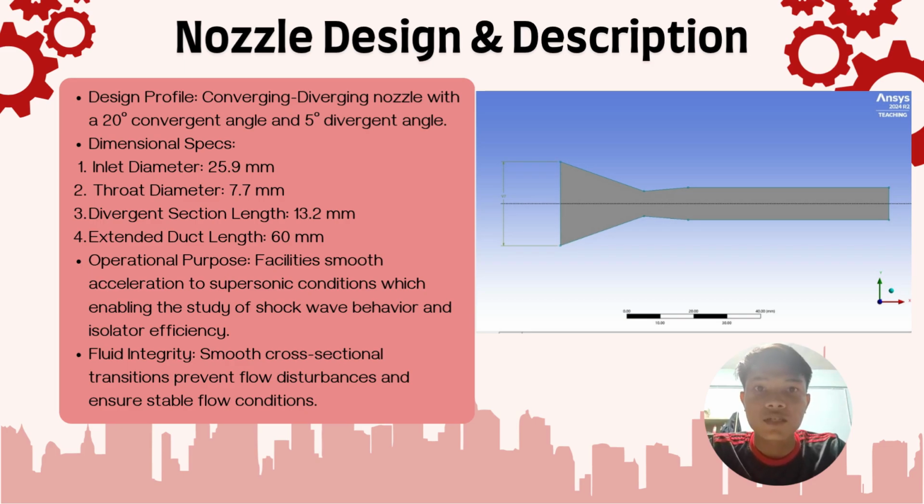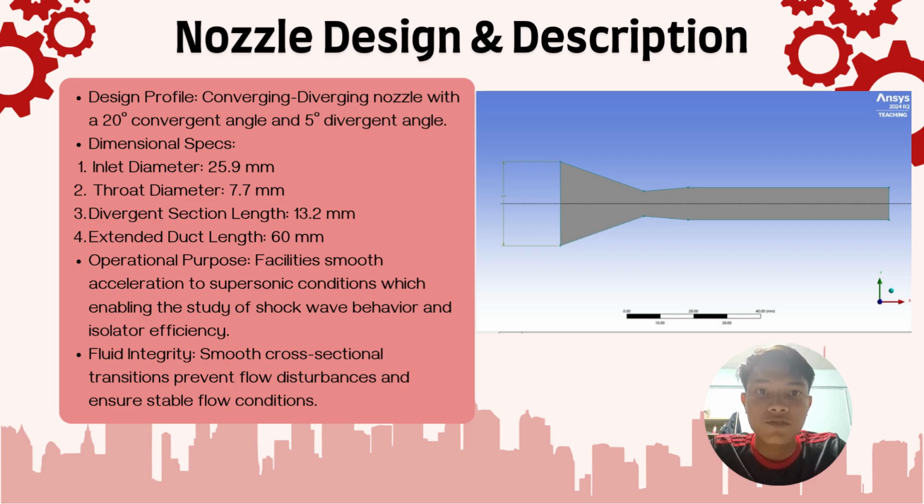Moving to the nozzle design, our system utilizes a converging-diverging profile with a 20-degree convergent angle and a 5-degree divergent angle. The inlet diameter is specified at 25.9 mm, while the throat diameter is 7.7 mm to provide the necessary contraction ratio for our target Mach number. For the downstream geometry, the divergent section measures 13.2 mm in length, followed by an extended duct of 60 mm.